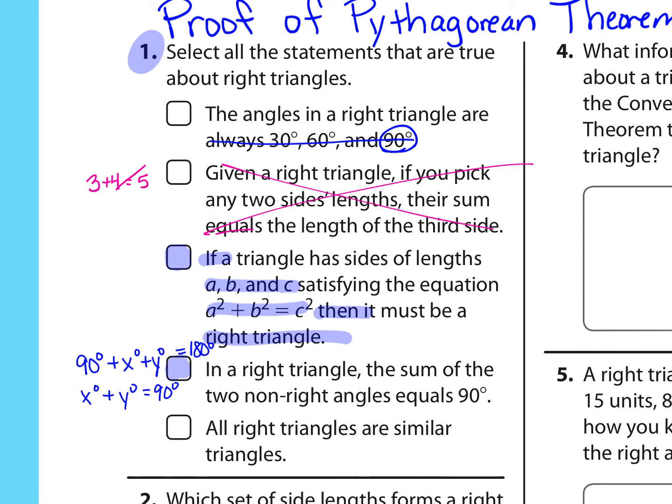And then the last one, all right triangles are similar triangles. This is not true because that would mean that they would have to have the same angles. They're not always the same angles, so they can't all be similar.